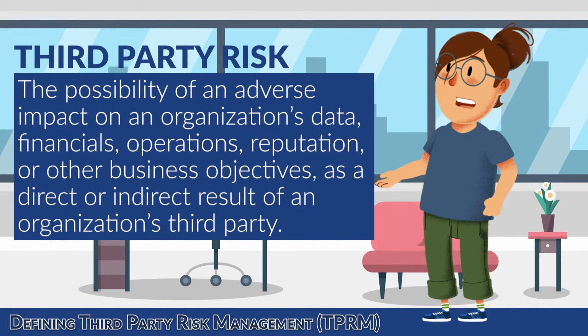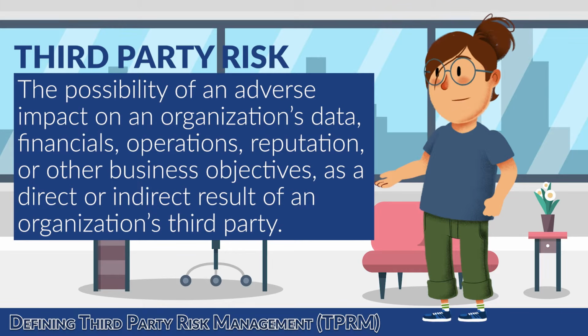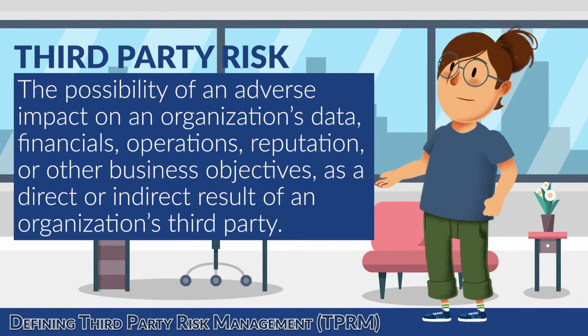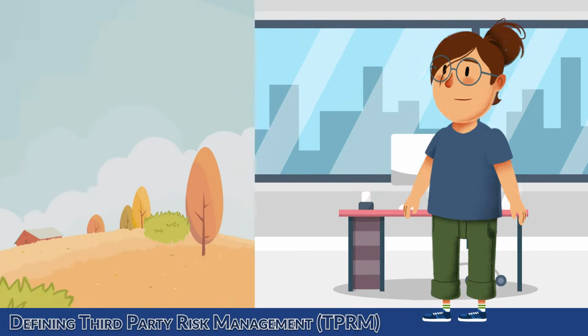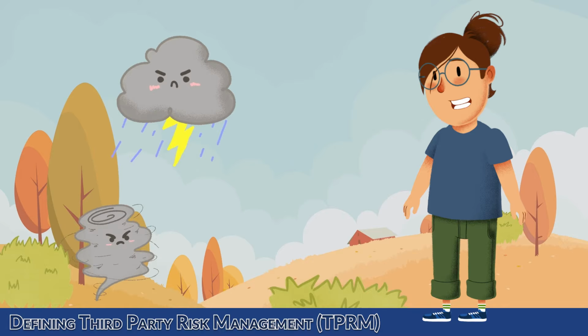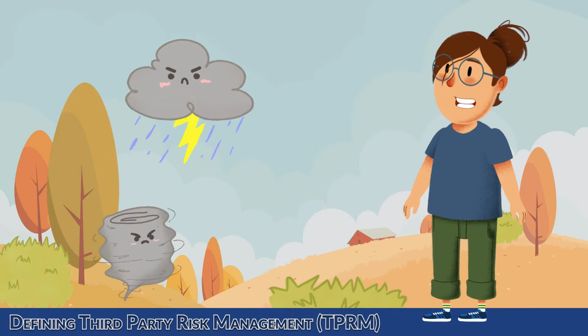Therefore, third-party risk is the possibility of an adverse impact on an organization's data, financials, operations, reputation, or other business objectives, as a direct or indirect result of an organization's third party. It is the storm on the horizon which TPRM professionals must always monitor and be prepared for.